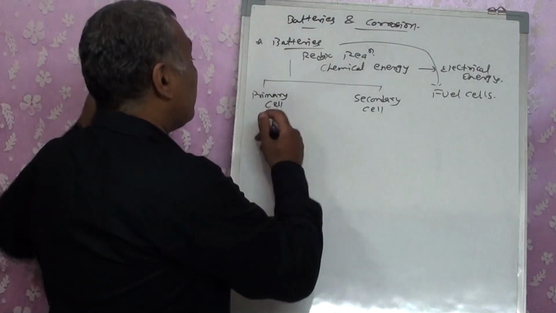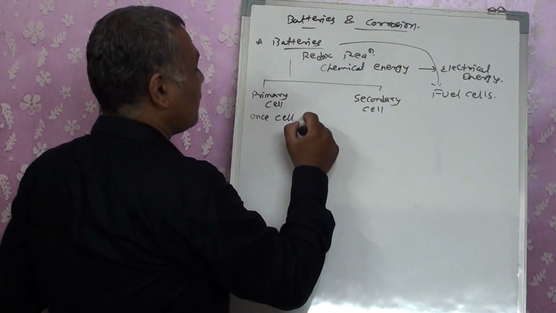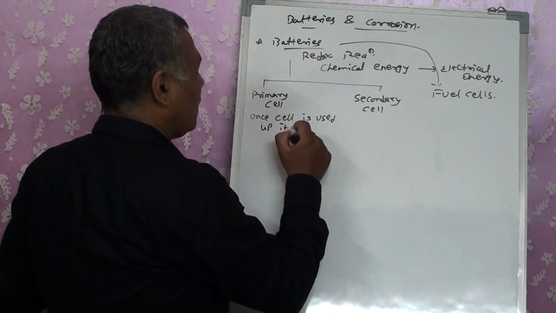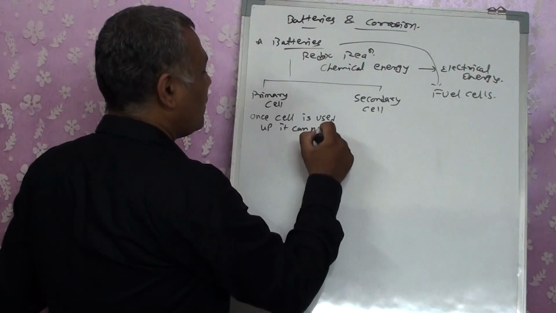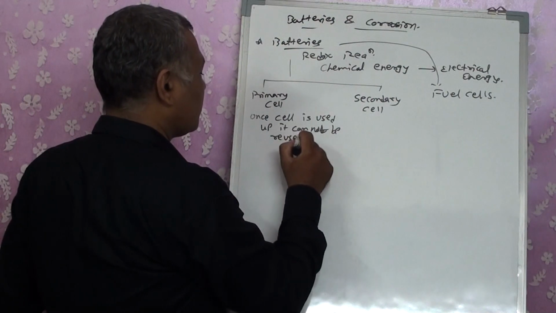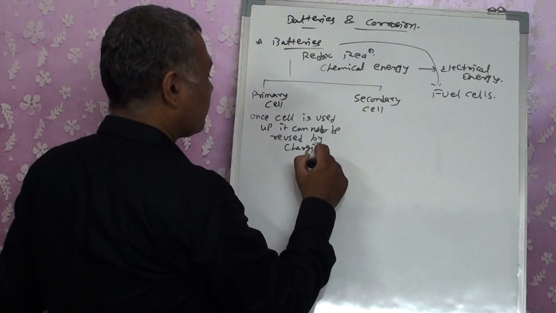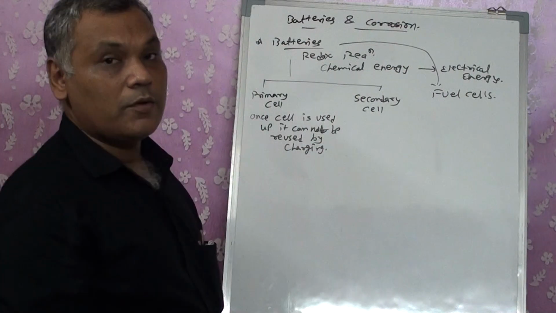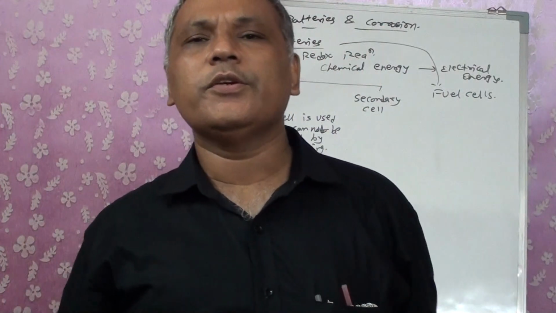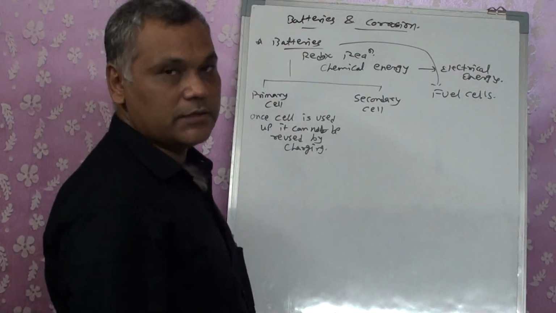Now primary cell means what? Once the cell is used up, it cannot be reused by charging, right? Once the cell is used up, it has to be thrown away. It cannot be reused again. So they are considered to be primary cells.